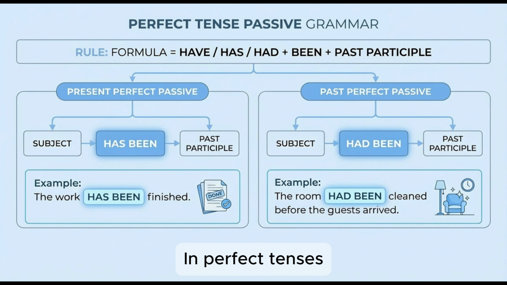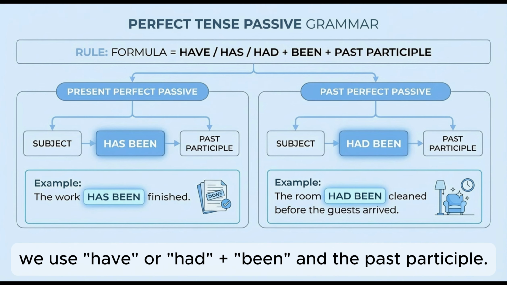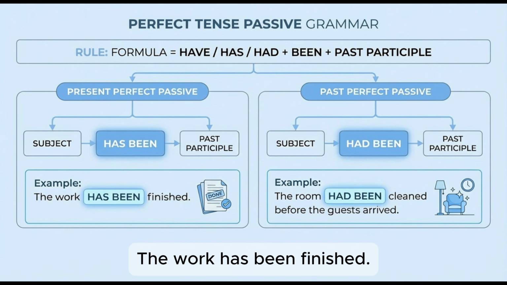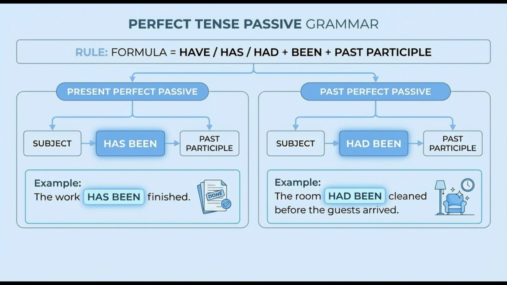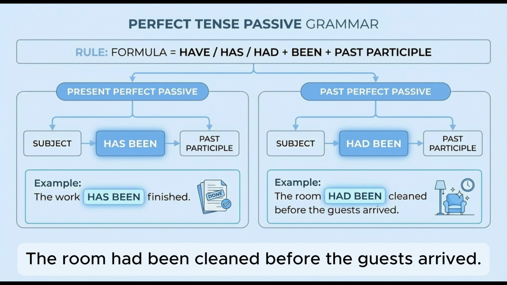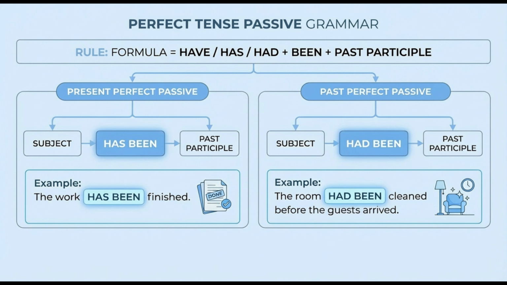In perfect tenses, we use have or had plus been and the past participle. The work has been finished. The room had been cleaned before the guests arrived.